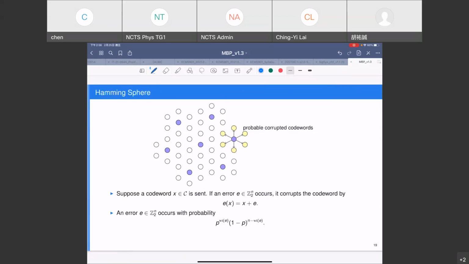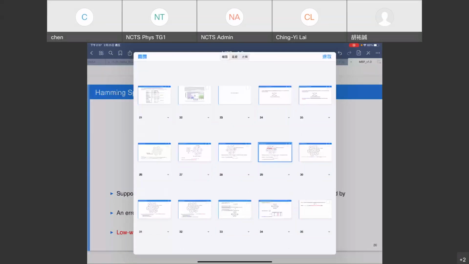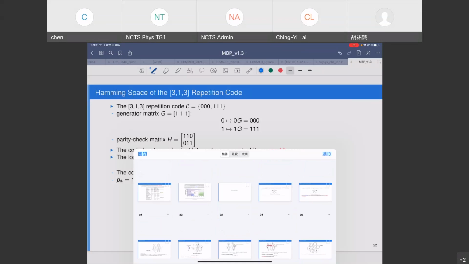So if we assume the error occurs independently on each bit, we'll have this kind of distribution. And an error with high weight will occur with lower probability. So we would like to handle the most likely errors, meaning that we want to handle low weight errors, okay? The most likely errors. So maybe let's consider this simple example.